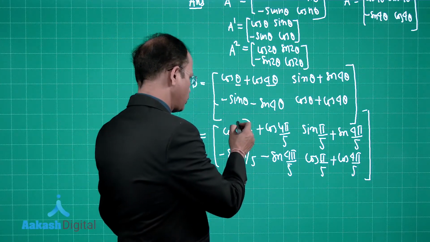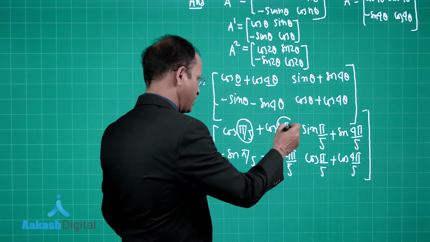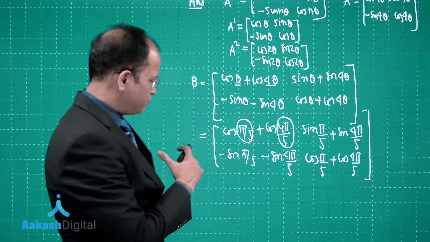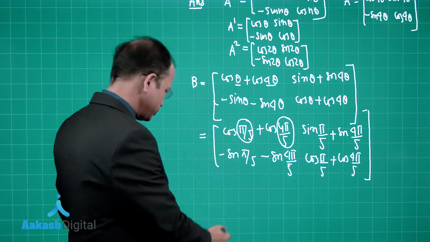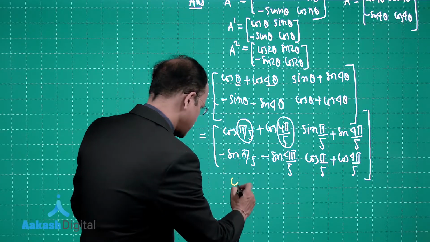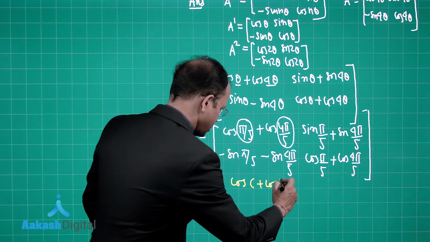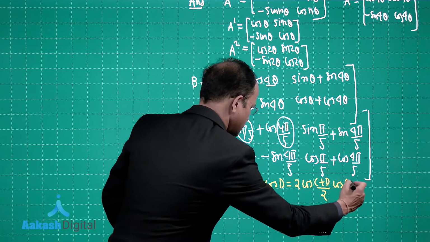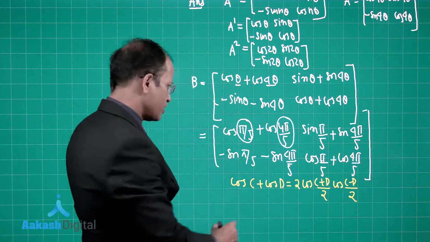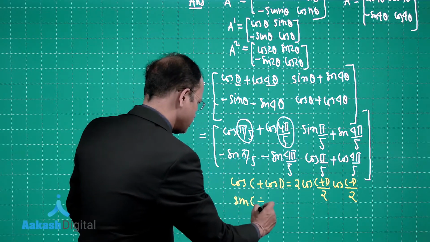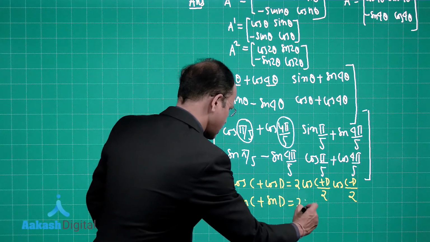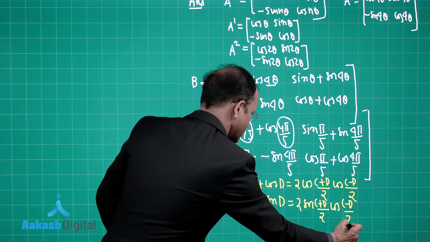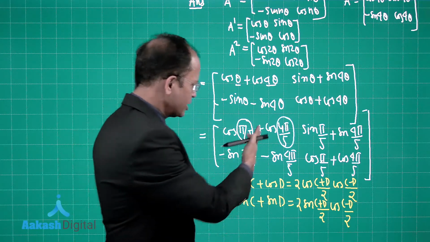We need to find the value of cos pi by 5, 4 pi by 5 is also there. Then we have pi by 5, 4 pi by 5 including sine. So there can be a shortcut, or a method we can use: cos C plus cos D, which is nothing but 2 cos (C plus D)/2 cos (C minus D)/2. Or we can write sin C plus sin D as 2 sin (C plus D)/2 cos (C minus D)/2. So these are the two forms we can use here.